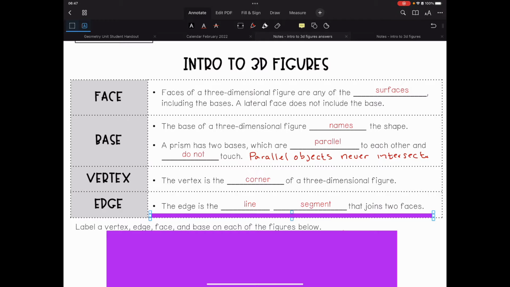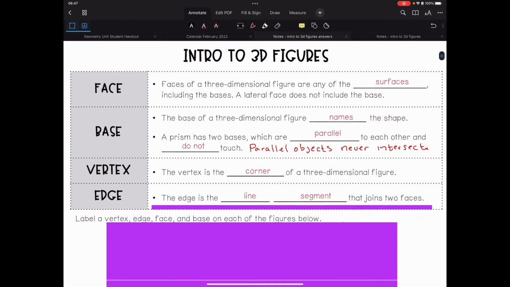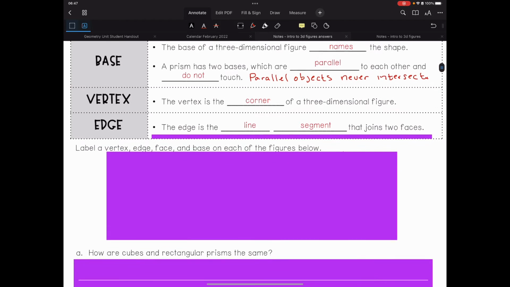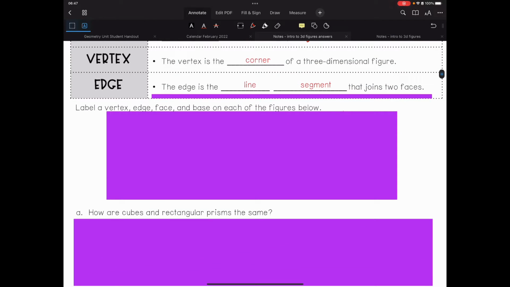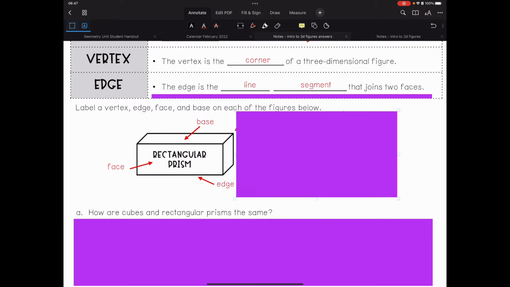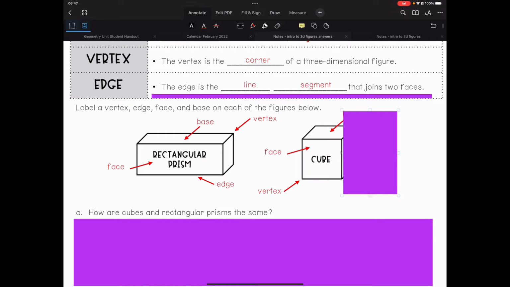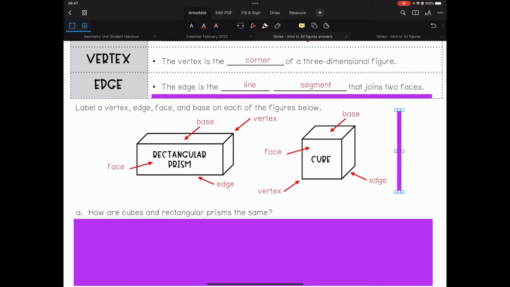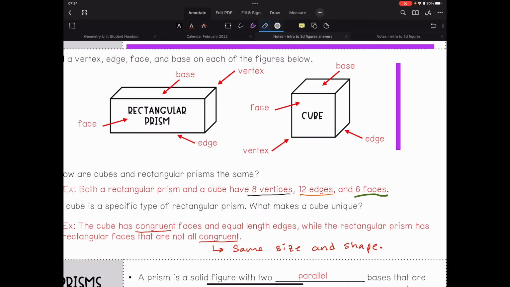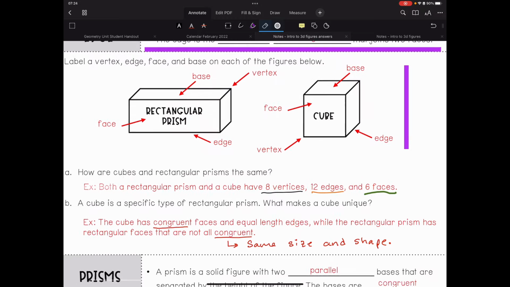So it might be hard to picture what these are given the definitions. So let's look at some pictures of 3D objects where we've pointed out the different parts of it. So here we go. We're going to label the edge, the face, and the base of each of the shapes below. So first up, here we have a rectangular prism on the left. And we have a cube on the right.